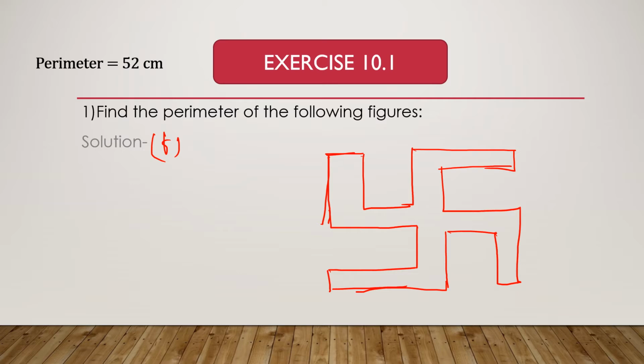This is the swastik symbol that is used in Hindu mythology, and the sides of this figure are: this is 1 centimeter, this is 4 centimeter, 1 centimeter, 3 centimeter, this is 2 centimeter, this is 3 centimeter, 4 centimeter, 2 centimeter, this is 3 centimeter.